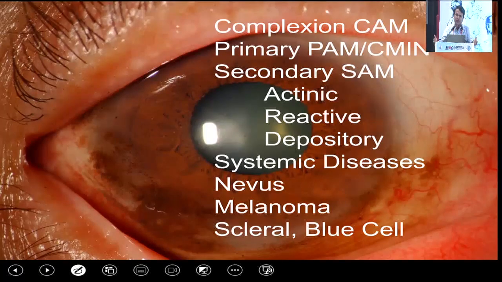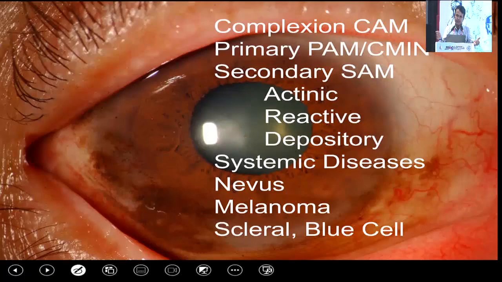Primary acquired melanosis is called PAM. They also call it CMIN, that is conjunctival melanocytic intraepithelial neoplasia. Secondary acquired melanosis is called SAM, which could be actinic. That means you get yourself exposed to sunlight, you are an outdoor person, and you have conjunctival pigmentation. Or you are a farmer, you spend a lot of time outdoors, you get conjunctival pigmentation.